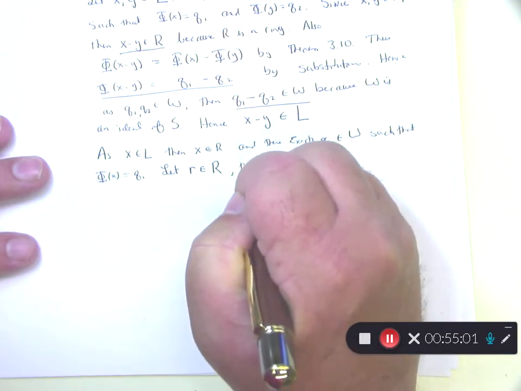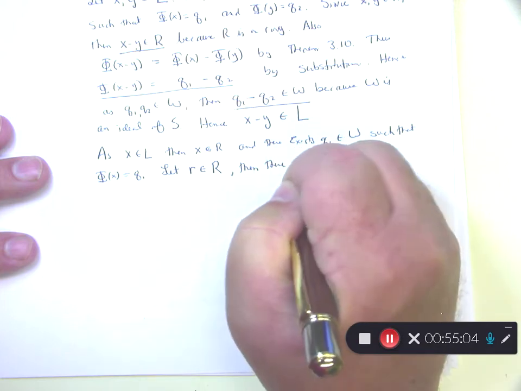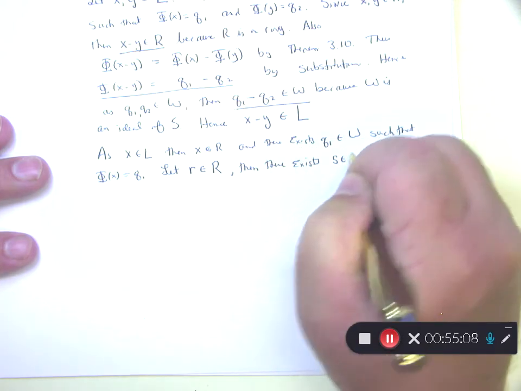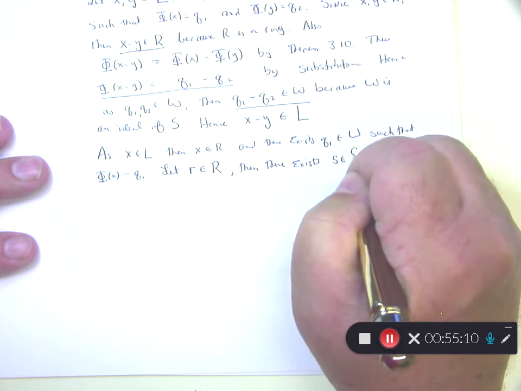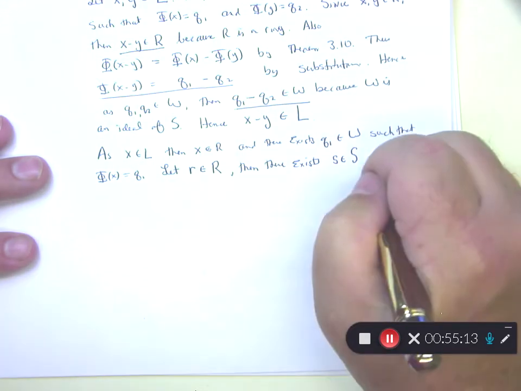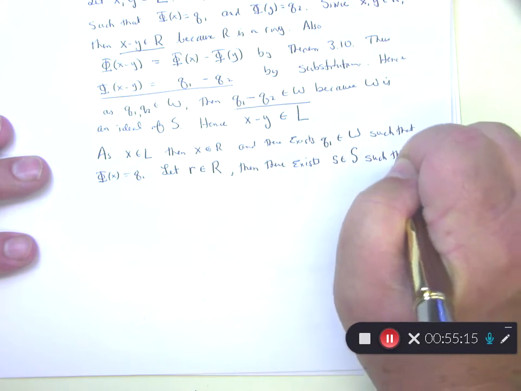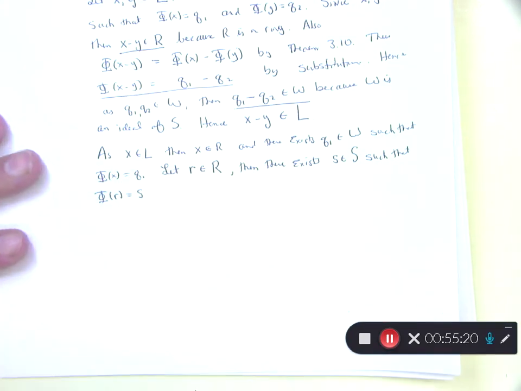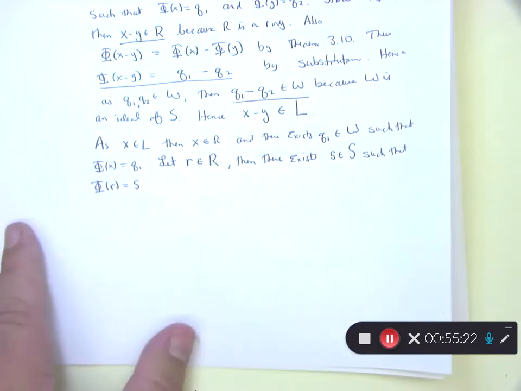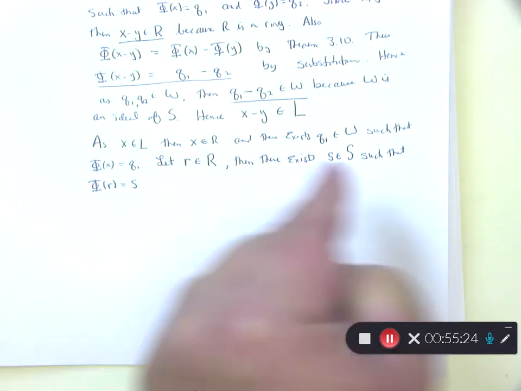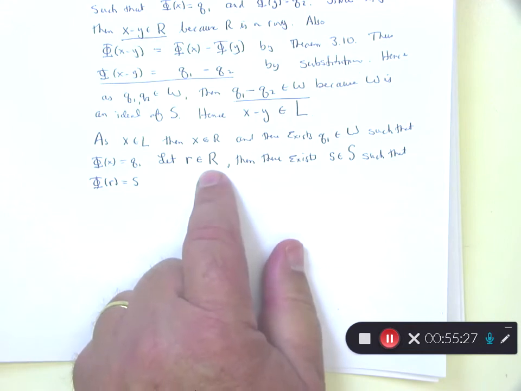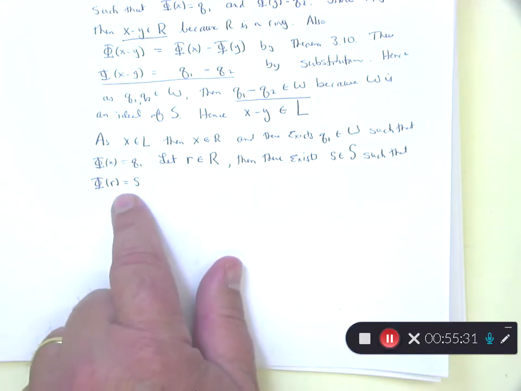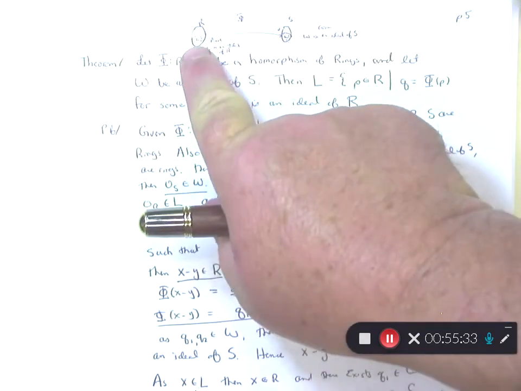Then there exists, because we're doing mappings here, an s element of big S such that phi of little r is equal to little s. Now this is very basic of ring homomorphism. R's map to s's. There's a little r in big R, there exists a little s in big S, such that we have a map phi of r equals s. That's the whole idea. You map from R to S.